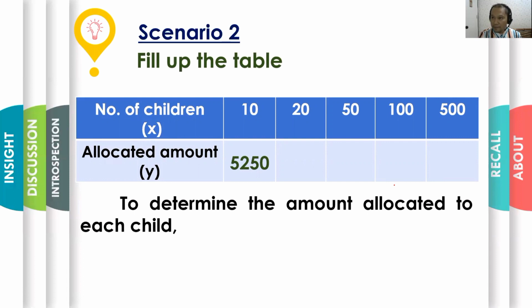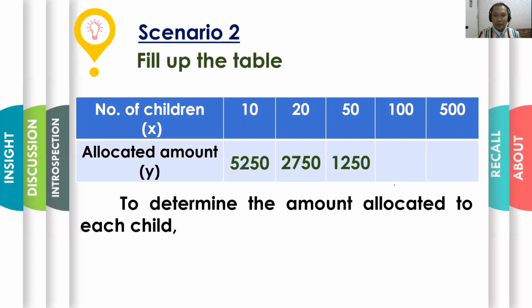2,500 pesos plus 250. Therefore, we do have 2,750 pesos. If we do have 50 children, therefore, we do have 50,000 divided by 50, and we have 1,000 plus the 250. Therefore, each child is going to receive 1,250 pesos.